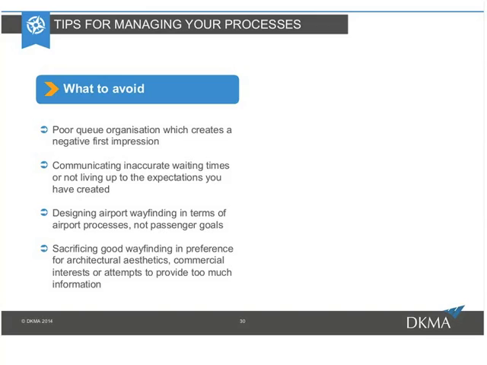You need to avoid creating expectation levels that you can't meet. So make sure that when you communicate waiting times, these are accurate and that your airport can meet these. You need to avoid designing your airport wayfinding in terms of airport processes, and make sure you put yourself in your passengers' shoes and try to understand what their goals are and provide the information they need to reach those goals. Finally, you need to avoid sacrificing wayfinding for any type of commercial, architectural, or any other interests which could negatively influence the passenger experience and the wayfinding experience at your airport.